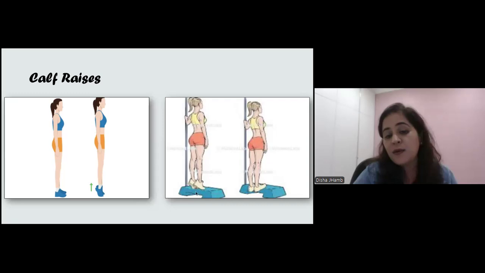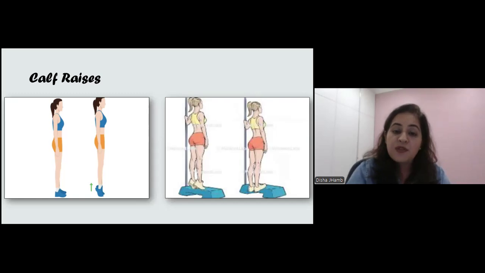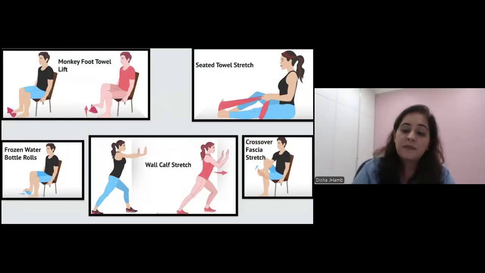And again, when you do this movement, when you come on your toes, this anti-gravity movement not only stretches the plantar fascia, it strengthens all the intrinsic small muscles of your foot as well as your calf. So these are a few stretches that you need to perform.